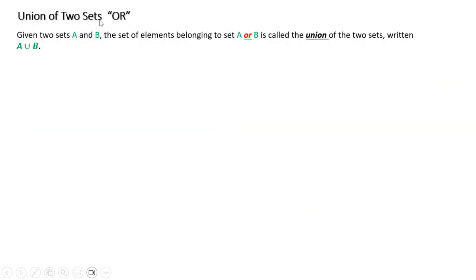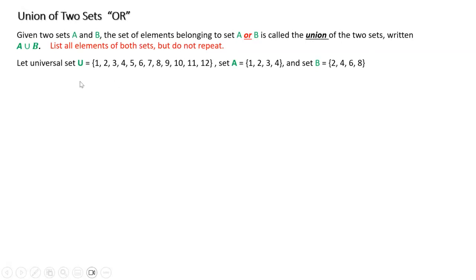Now, this is called the union of two sets, or the OR. Given two sets, A and B, the set of elements belonging to set A or B is called the union of the two sets. And this is how you write it, A union B. But here's the way I like to say it to the students in red. You're going to list all the elements of both sets, but do not repeat the elements. Okay? Example. We have the same as before.